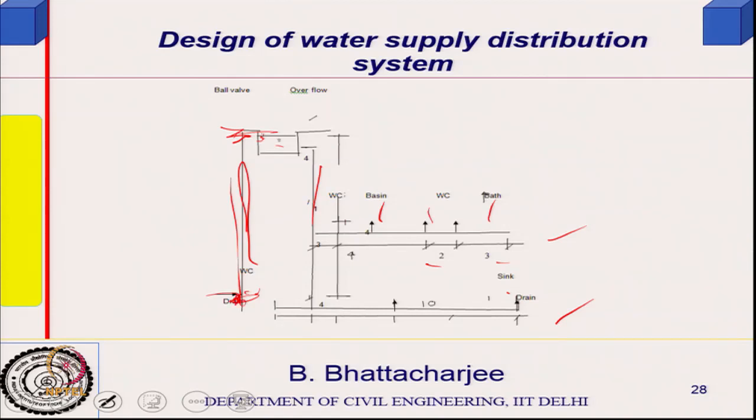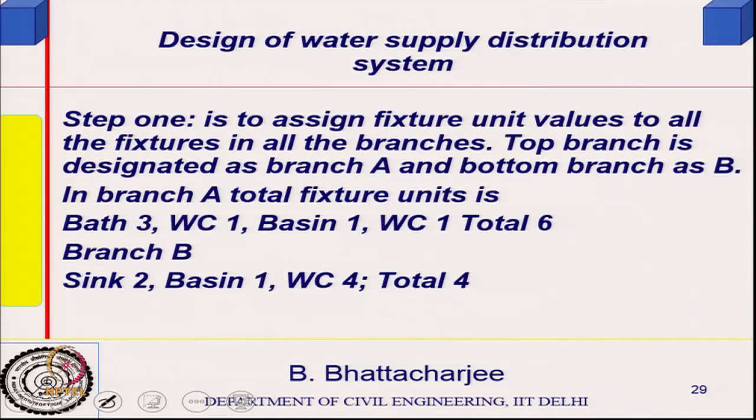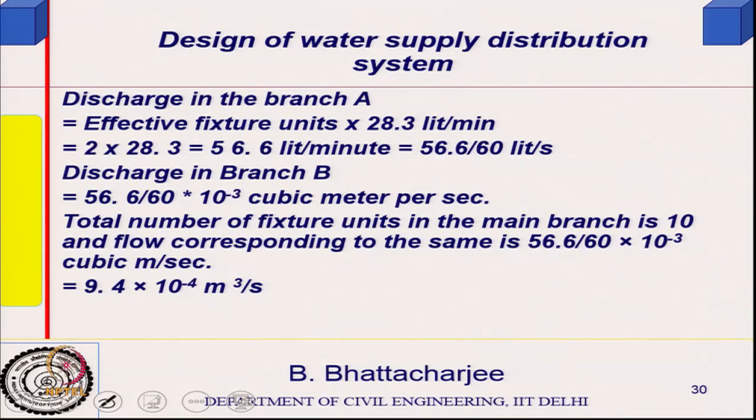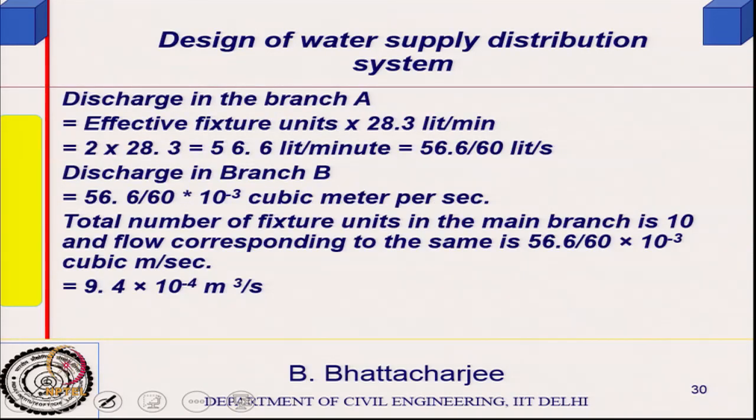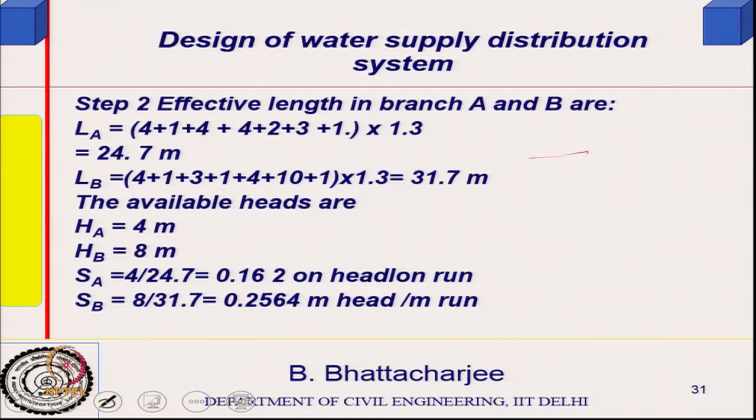So, the head here is created by the pump. So, again in case of floor, assign the unit fixture unit values, and same process, total 6, branch B total 4, discharge in branch A. So, if there are a number of branches, you might call it branch A, branch B in the floor itself, and then find out branch A and branch B. So, required flow is this much, this is given in meter cube per second. Effective length in branch A and B are calculated, SA and SB.